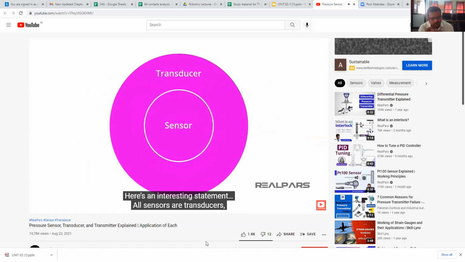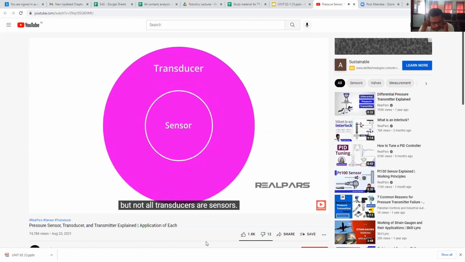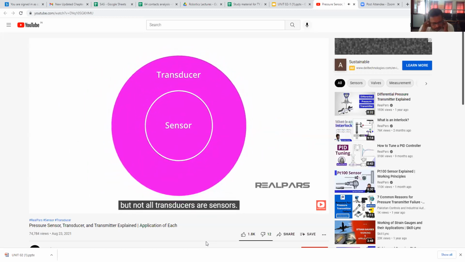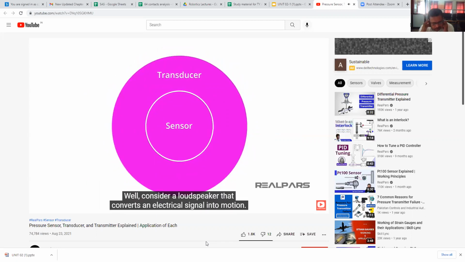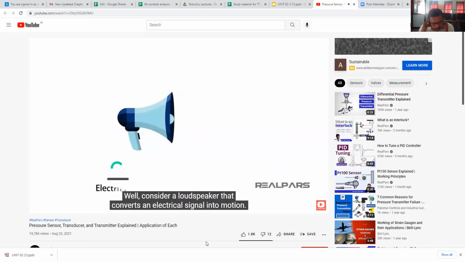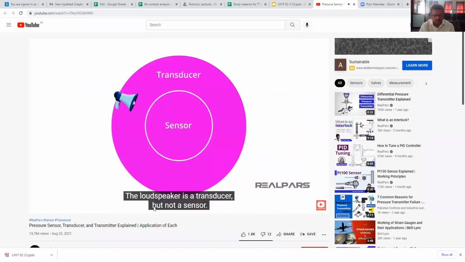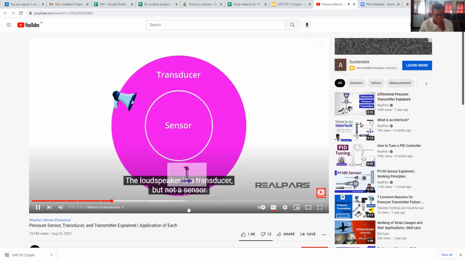Here's an interesting statement. All sensors are transducers, but not all transducers are sensors. What do we mean by that? Well, consider a loudspeaker that converts an electrical signal into motion. The speaker is a transducer, but not a sensor.